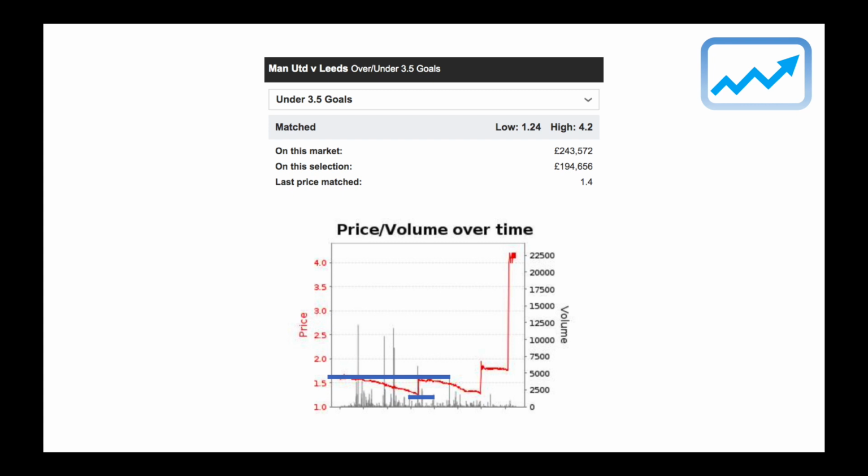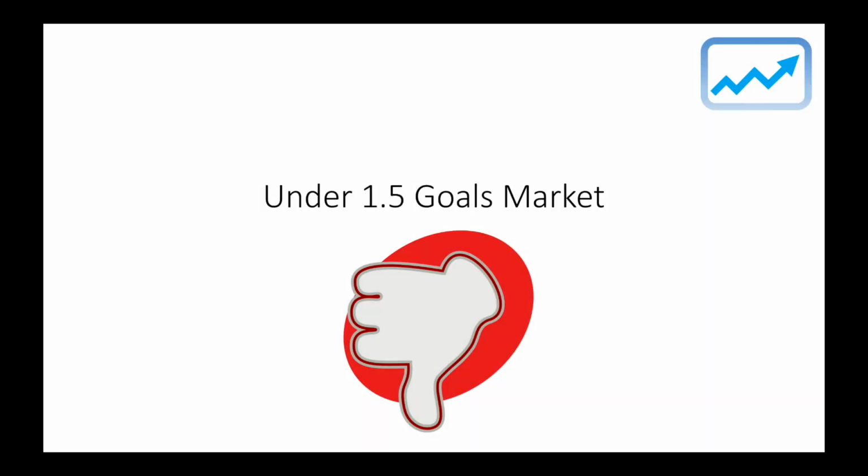So to close out this video, the moral of the story is, in my opinion, just don't bother with the under 1.5 goals market. The risk versus reward ratio is just far too off balanced.